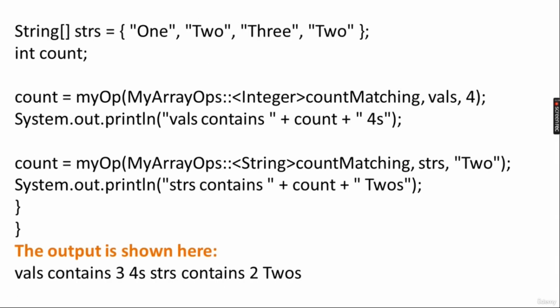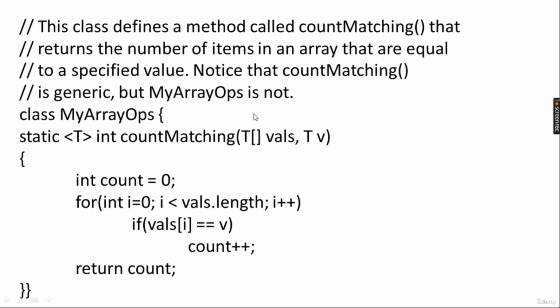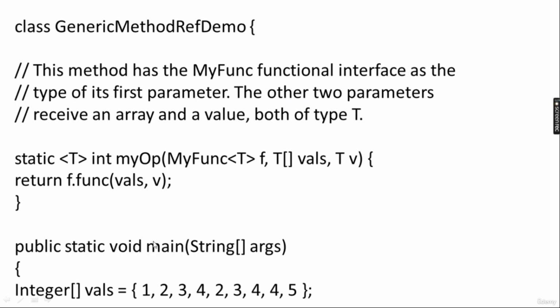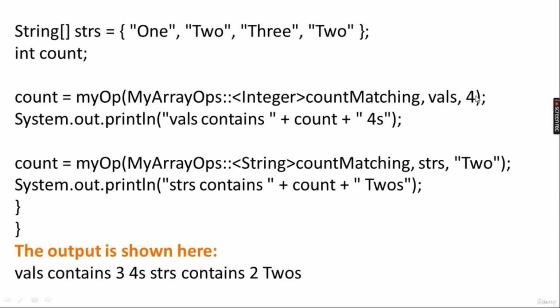So how are we calling it? MyArrayOps, which is a non-generic class, double colon countMatching, with Integer as the type. countMatching returns an integer. Next, the value is the array. The values are 1, 2, 3, 4, 2, 3, 4, 4 and 5, and the value I have to find out is 4. So 4 will be passed with this array to find out how many times 4 is coming.